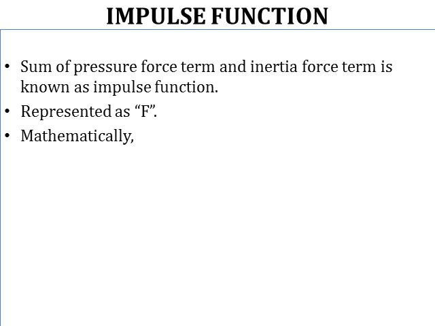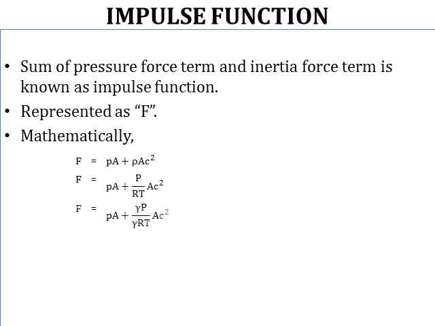Impulse function. Impulse function is the sum of pressure force term and inertia force term. It is represented using capital F. Mathematically, it can be written as F is equal to PA plus rho A C square. Here PA represents the pressure term and rho A C square represents the inertia force term. P is the pressure acting on the fluid, A is the cross-section area perpendicular to the direction of flow, rho is the density of the fluid and C is the fluid velocity.